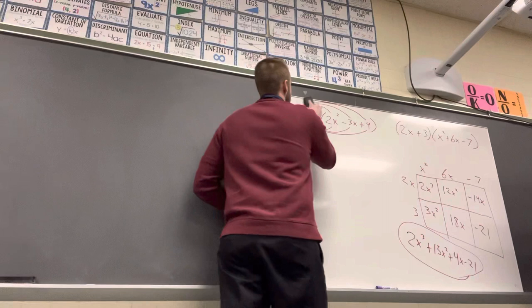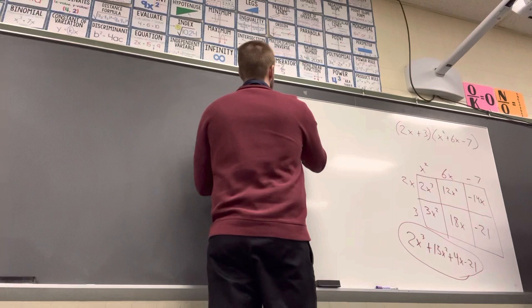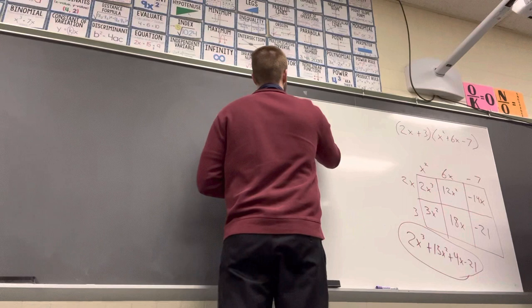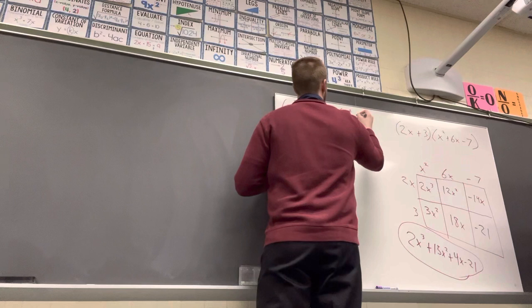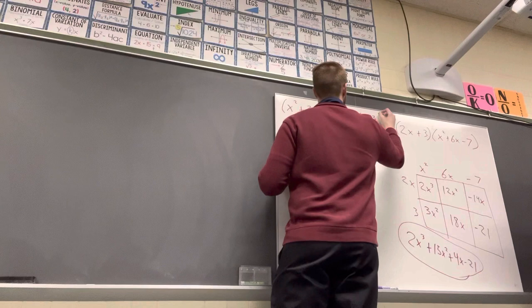Let's do one more. We got to do a trinomial times a trinomial, right? So we will say x squared plus 3x minus 2 multiplied with 3x squared plus 6x, we'll say minus 3 there.